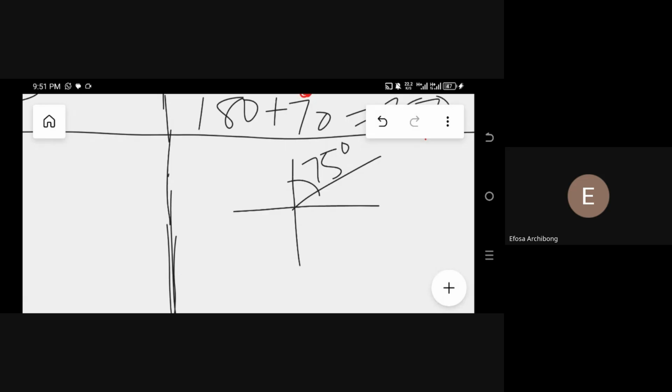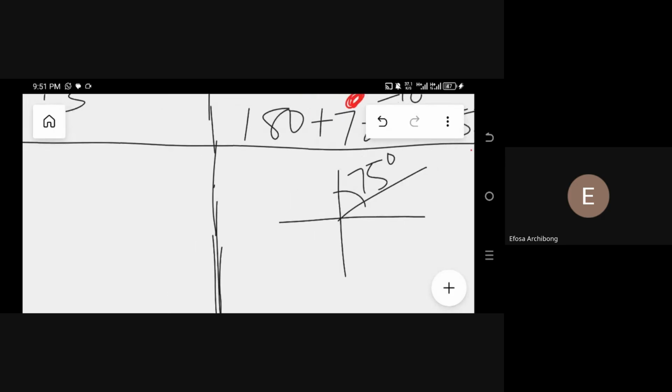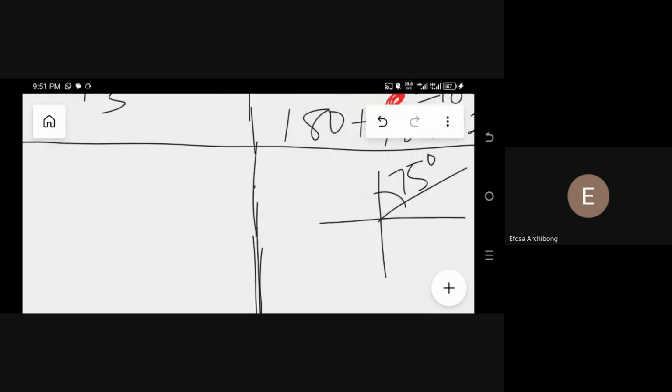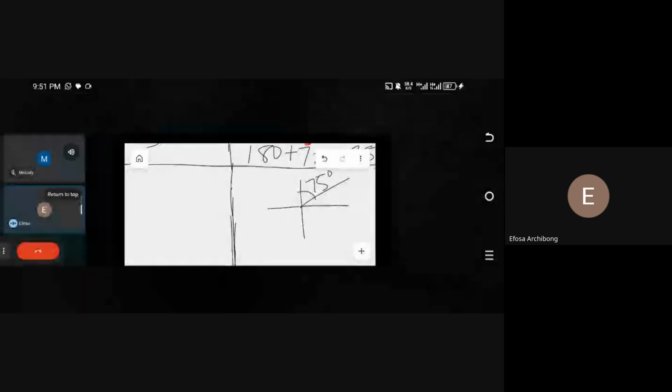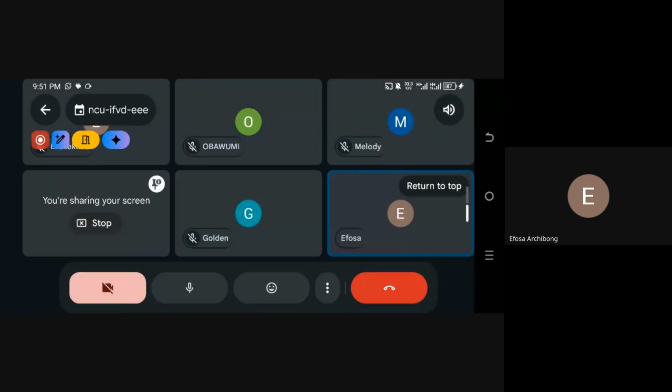Efosa's answer for 75 degrees as a 3 digit bearing: Efosa said the result should be north 15 degrees east. So let's hear from the class first to see if we agree with that answer. Golden, have you been in the class? Can we hear from you? What do you think about Efosa's answer? Do you think we should agree with that?